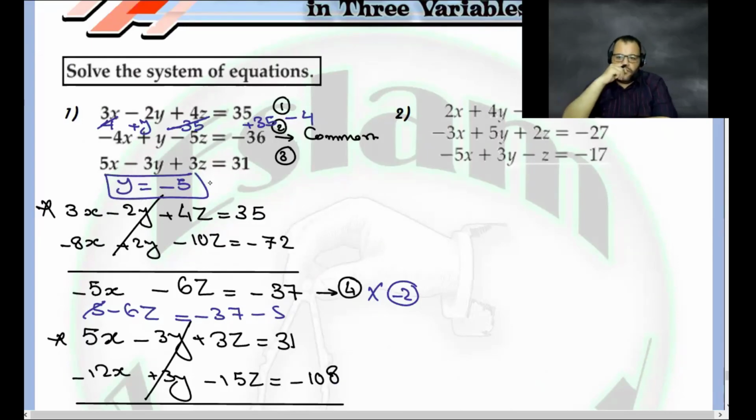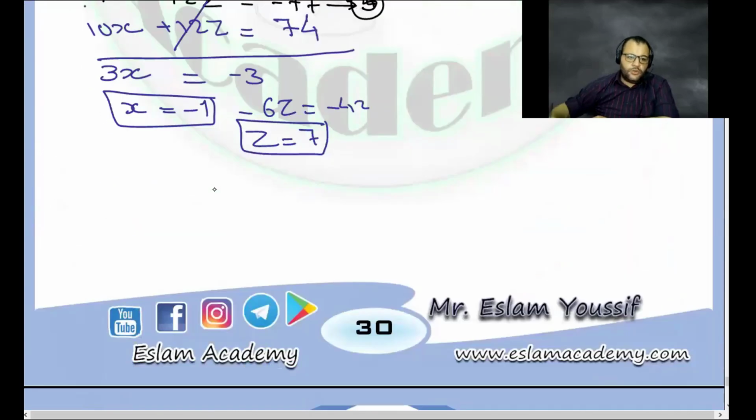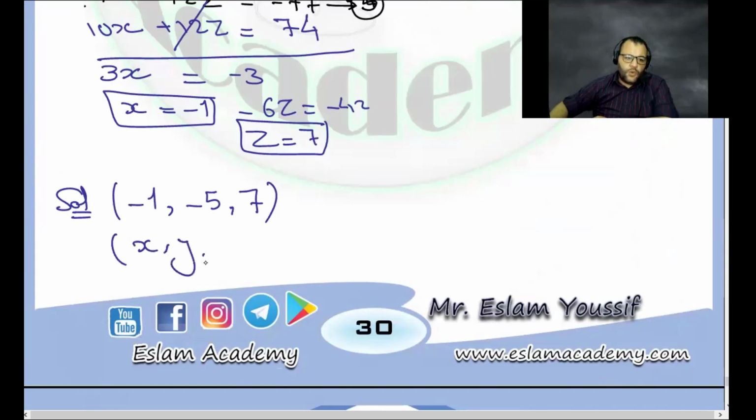Mister, I have a question. After you find x, y, and z, do we have to write down all of the answers? No. Just say the solution must be written as an ordered pair: negative 1, negative 5, and 7. The ordered pair must be written x, y, and z. Mr., do you have the worksheet solved? No, not all of them.